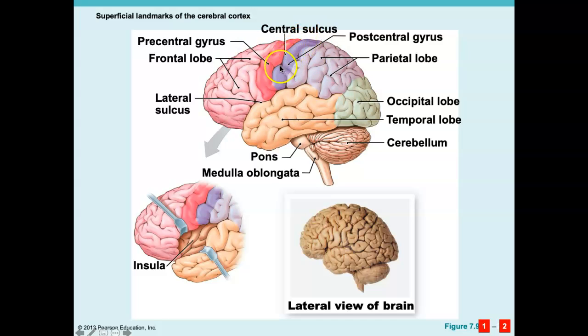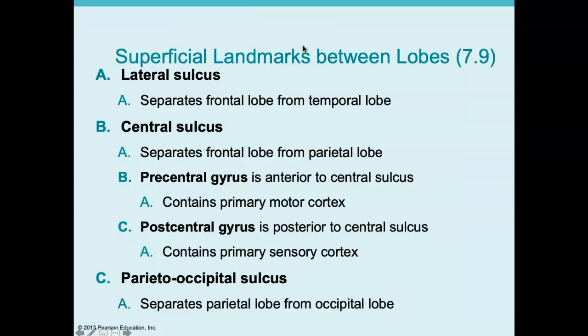So right here, between the parietal lobe and the frontal lobe is what's called the central sulcus. And there's a very important gyrus behind it and in front of it. So this one that's in front, the red one, is called the precentral gyrus. So of course, the one that's behind the central sulcus is the postcentral gyrus.